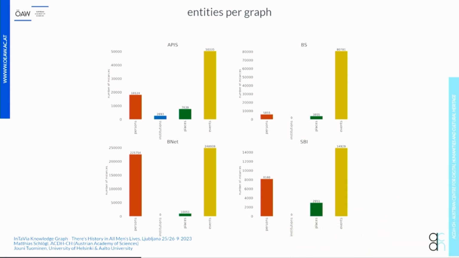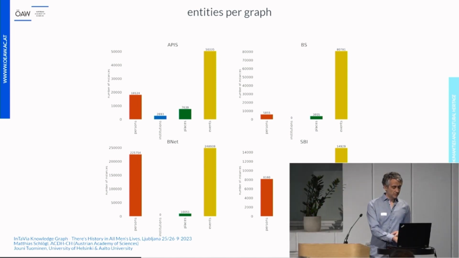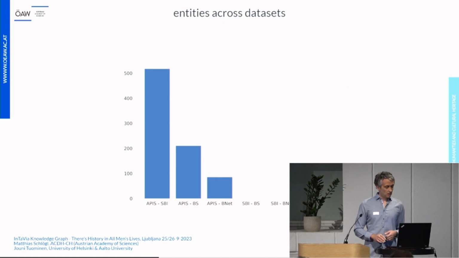On the top left, you see the Austrian data, which also contains institutions. The top right is the biography sample, the Finnish data. Bottom left is the Netherlands data, and bottom right, the Slovenian data. What you can see here is that the Austrian and the Finnish data are more rich regarding events, and the data from the Netherlands and Slovenia are less rich in that regard.